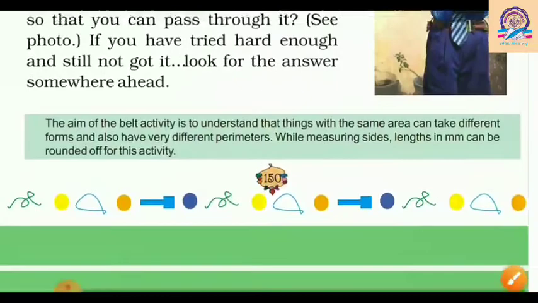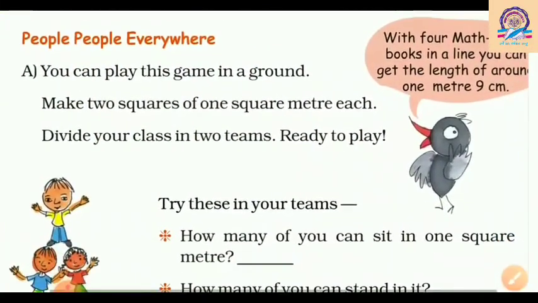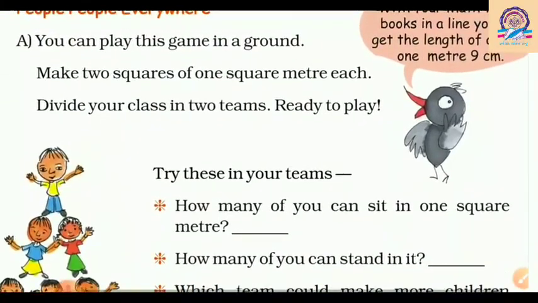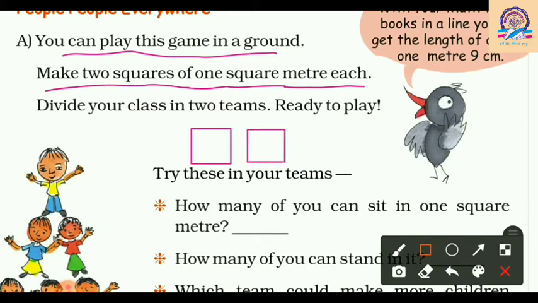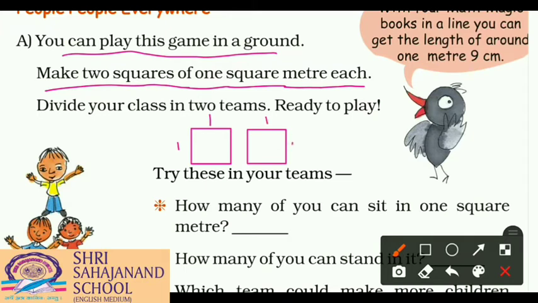Now, people everywhere. Let's see. You can play this game in a ground. Okay, so make 2 squares of 1 square meter each. So let's make it. This is square A and this is square B with the same length. Okay, 1, 1, 1, 1. It is A and it is B. So both have the same area, 1 square meter.